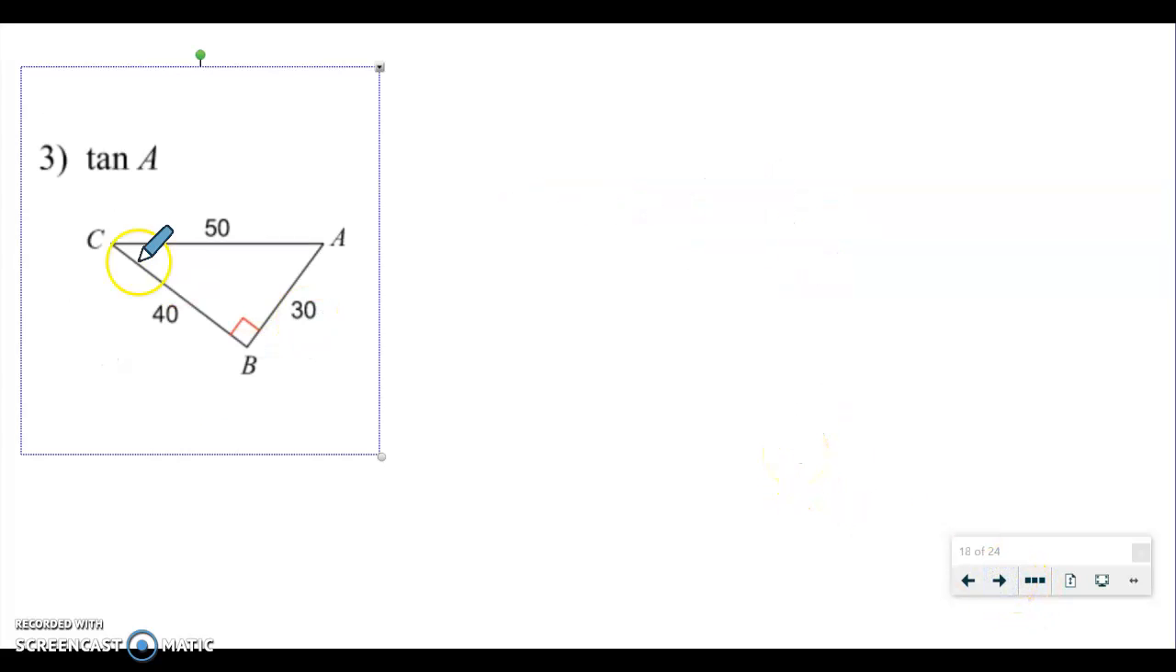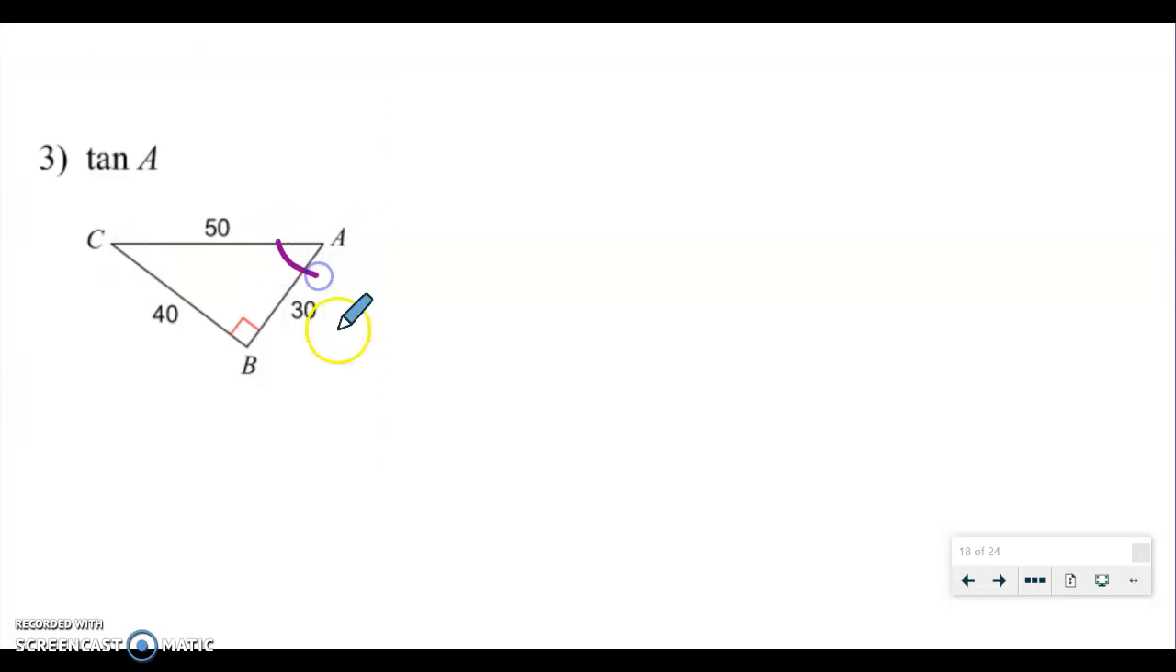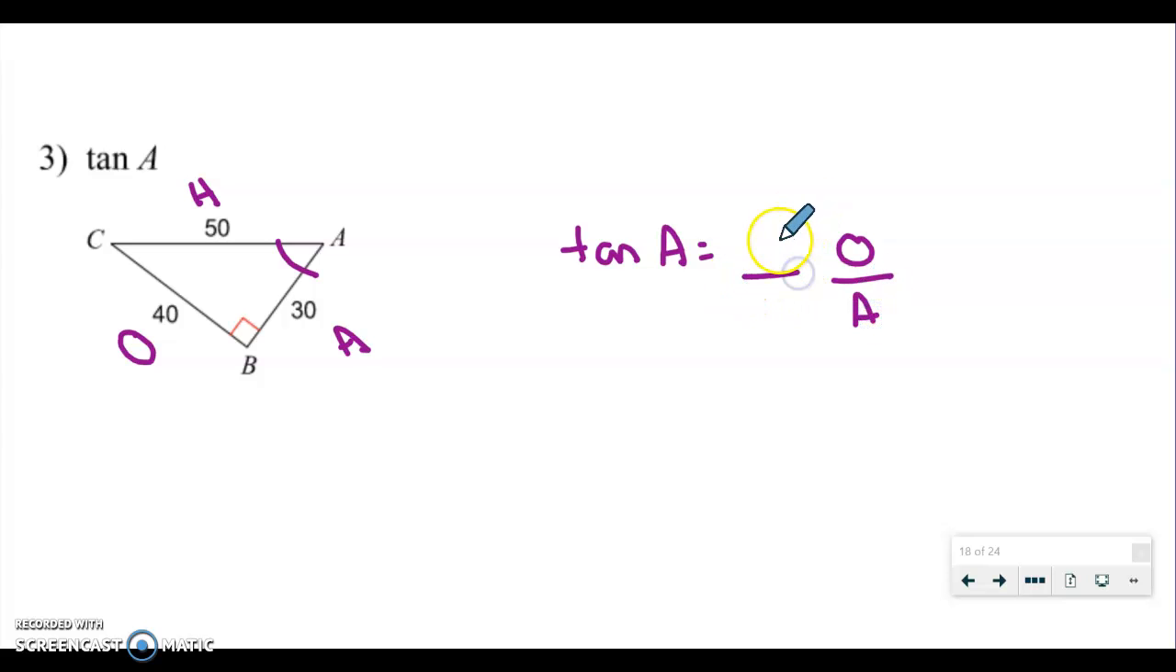Okay, so tangent, we're looking at A. So 50 is your hypotenuse, 40 is opposite, 30 is adjacent to A. Adjacent means touching. All right, so we want to look at tan of A, and we're looking at opposite over adjacent. So we're going to be looking at 40 over 30. So I'm going to ask you guys to try the next couple, write down your answers, and then we're going to jump into trying to find what those missing angles are.